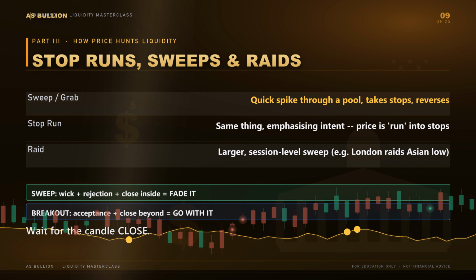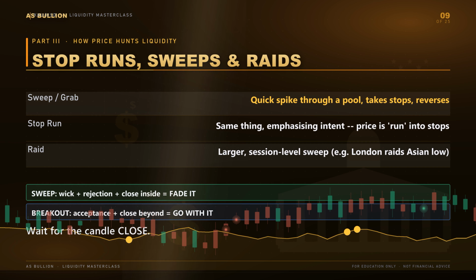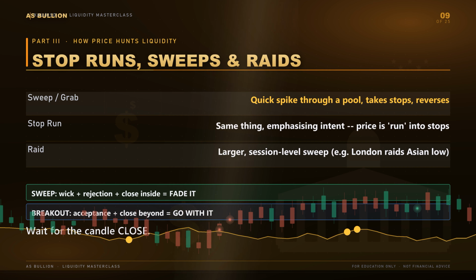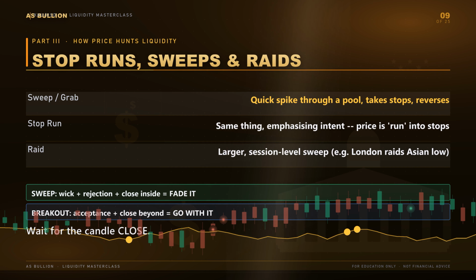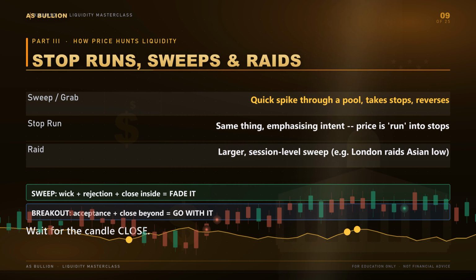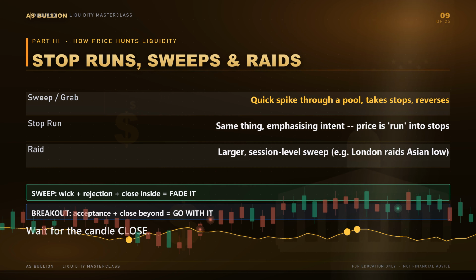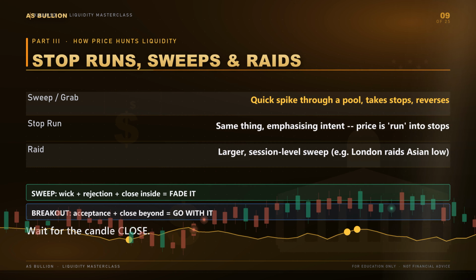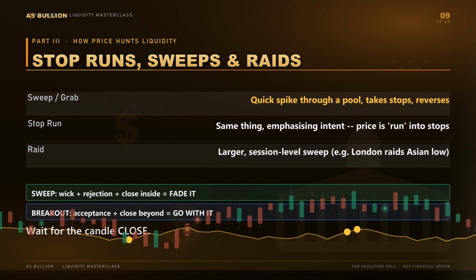Equal highs and equal lows are the neon sign of engineered liquidity. When price prints 2 or more highs or lows at almost the same level, retail sees a double top or double bottom and piles stops just beyond. That is exactly why these are prime liquidity targets.